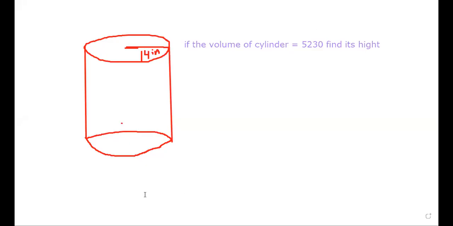Is there anyone who can remind me what is the formula to calculate the volume of the cylinder? How will you calculate the volume of the cylinder? Yes, volume equals what? Pi times radius squared, multiplied by the height. Volume equals pi r squared times height.